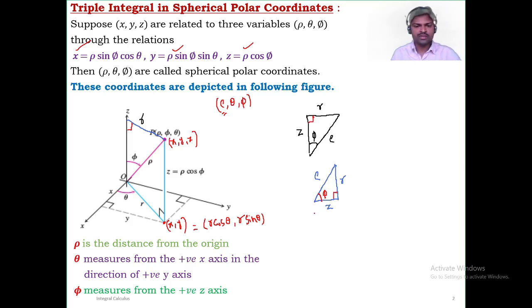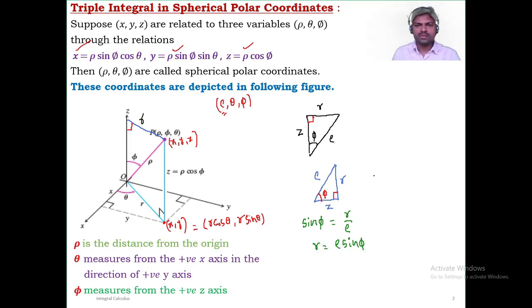Now from this figure, what is sin phi? Opposite side by hypotenuse. So r by rho. Now what is r value? In this, r is equal to rho sin phi. Look, I'm finding r in terms of rho and phi. So r is completely going to be replaced here.